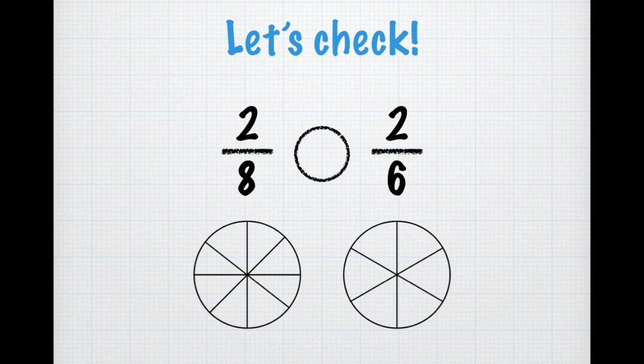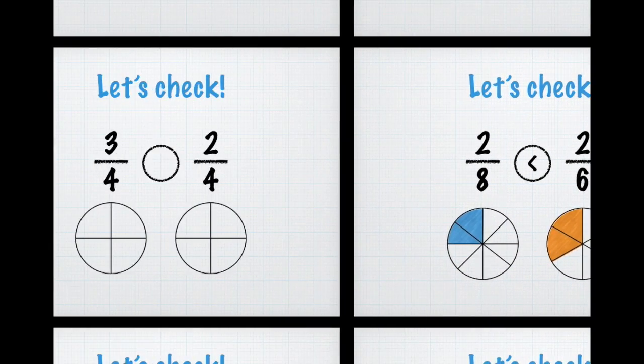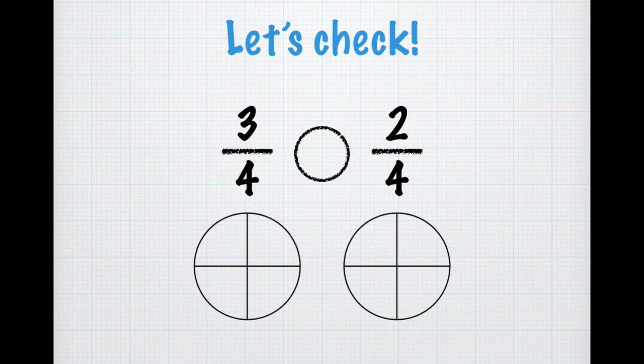Let's check our answers. 2/8 compared to 2/6. I shade in 2 out of 8 pieces and 2 out of 6 pieces. And when I look at my picture, I can see that 2/6 has more shaded, so 2/8 is less than 2/6. 3/4 compared to 2/4. I shade in 3 out of 4 pieces on my first fraction and 2 out of 4 pieces on my second fraction. And I can see that there's more blue, so 3/4 is greater than 2/4.